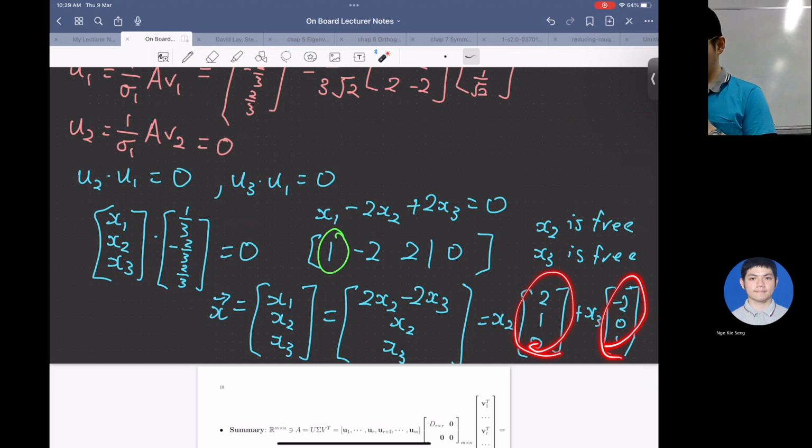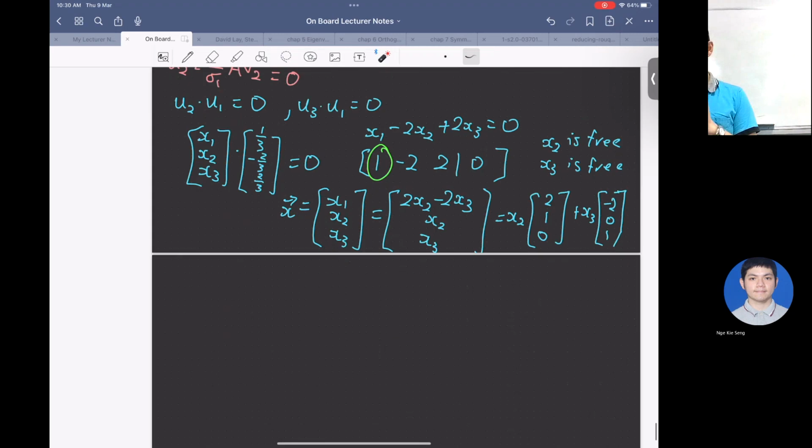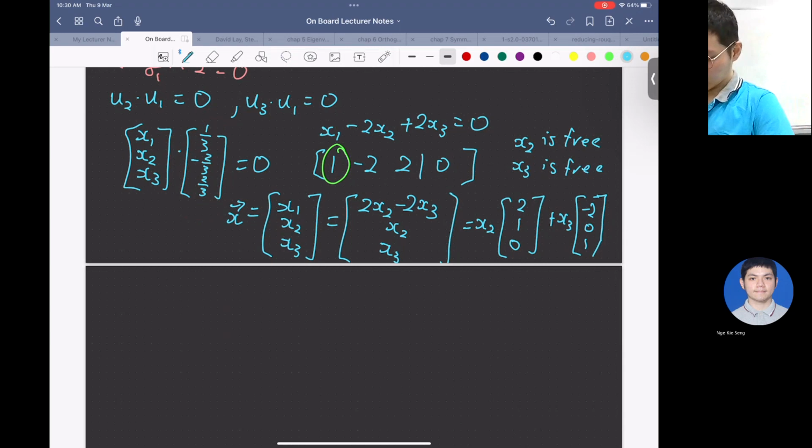So now we have what? We have this vector, which is orthogonal to this vector here. So they are orthogonal, right? Is it orthonormal yet? Not orthonormal yet. They are both orthogonal to this guy, right? Okay. So let me call them first: W1 is 2, 1, 0, and W2 is minus 2, 0, 1.